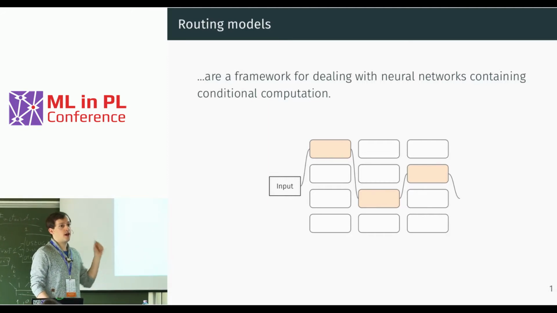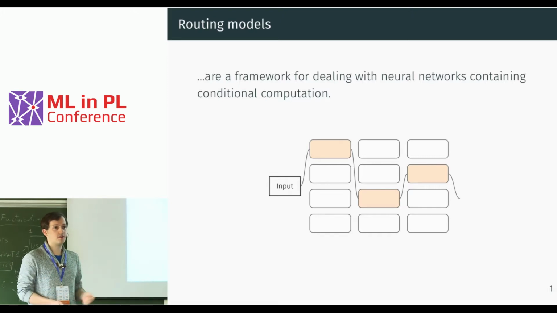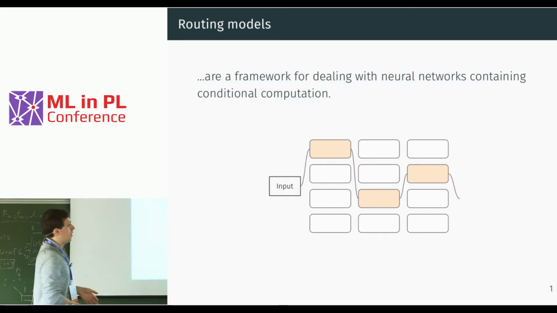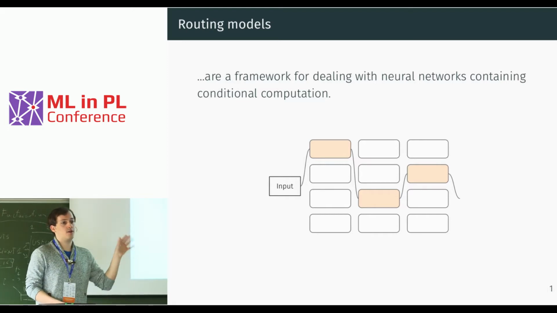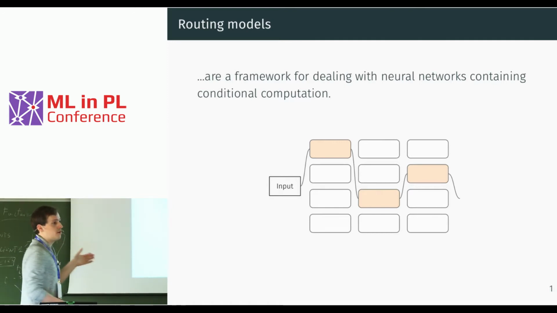Normally, when you have your standard neural net, it has a bunch of layers, a bunch of these building blocks. You have an input, you pass it through all of these layers, you get an output, right? If you do that, you activate all of the parameters of your network. But you might want to be a little smarter.